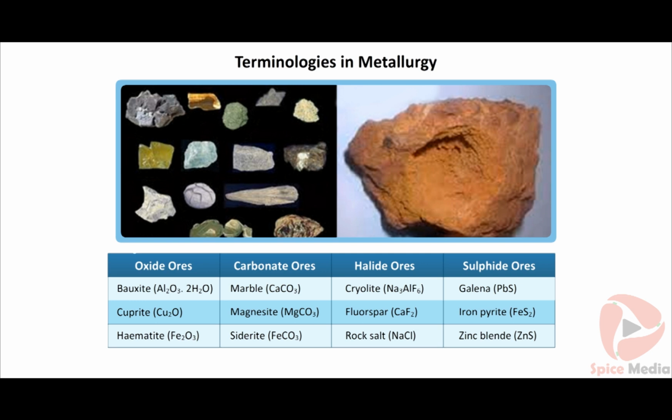The ores of metals found in the combined state are as follows. Oxide ores: bauxite, Al2O3.2H2O, cuprite, Cu2O, hematite, Fe2O3. Carbonate ores: marble, CaCO3, magnesite, MgCO3, siderite, FeCO3. Halide ores: cryolite, Na3AlF6, fluorspar, CaF2, rock salt, NaCl. Sulfide ores: galena, PbS, iron pyrite, FeS2, zinc blende, ZnS.